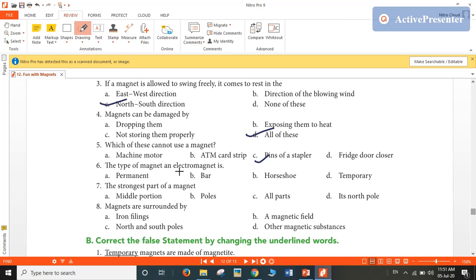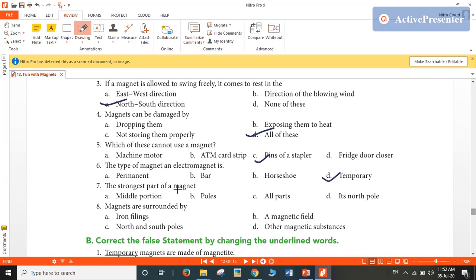The type of magnet an electromagnet is. So what type of magnet is an electromagnet? It's a temporary type of magnet, because when you flow the electric current, then it becomes a magnet, and when you stop flowing the electric current it becomes a normal piece of iron. So it's a temporary magnet.